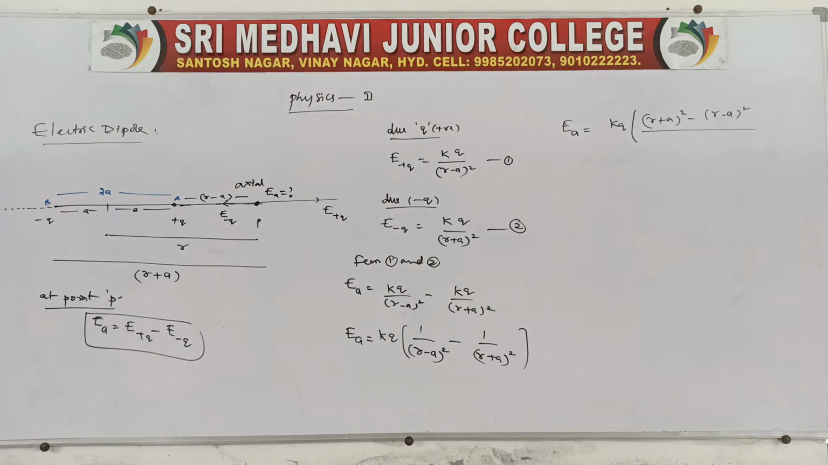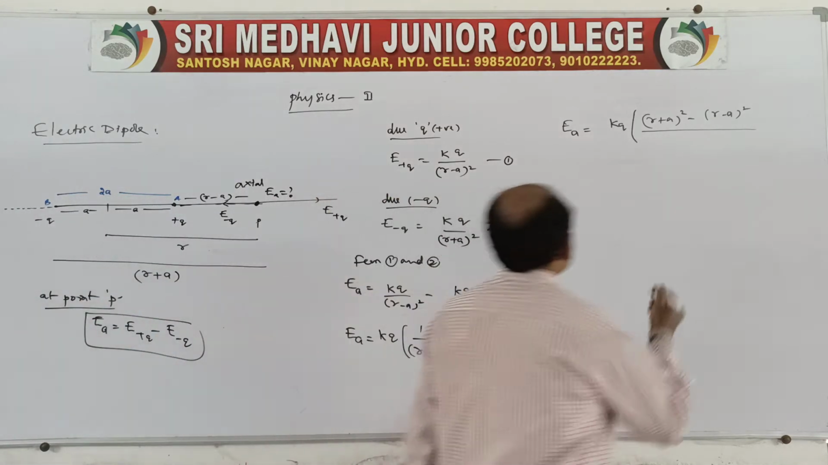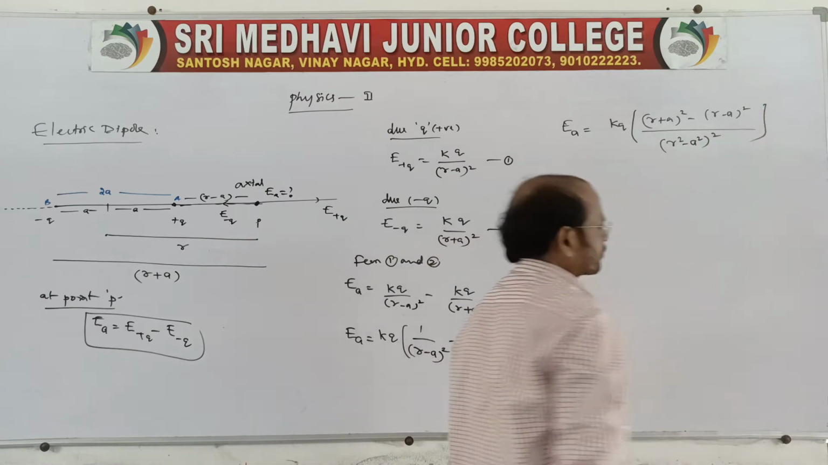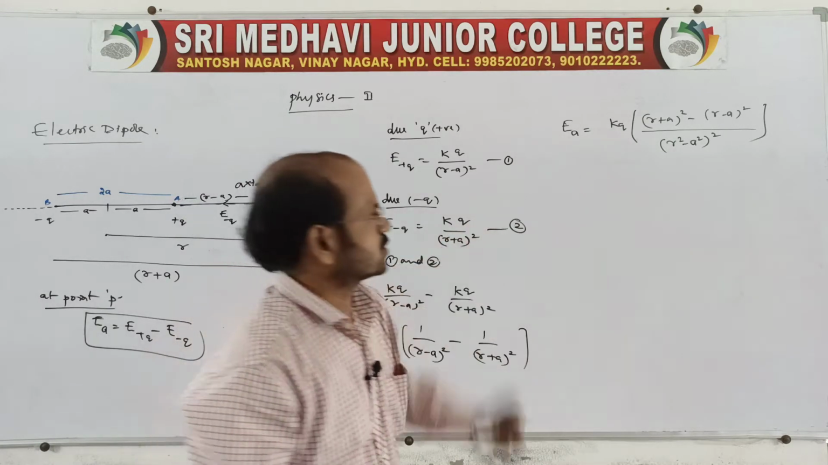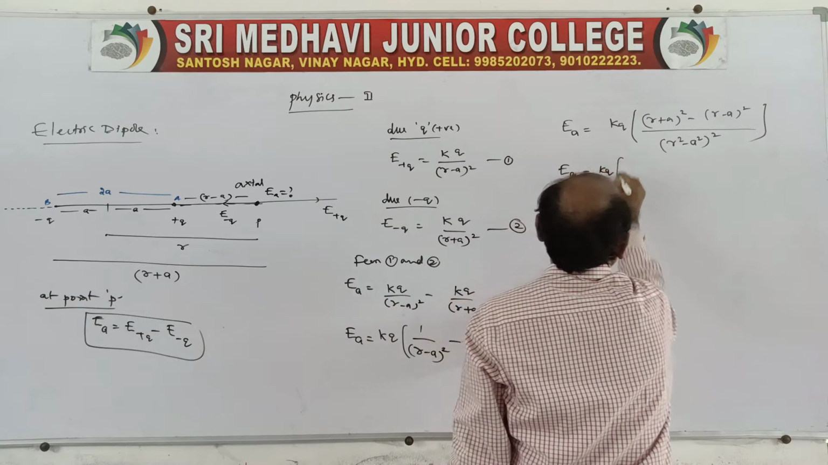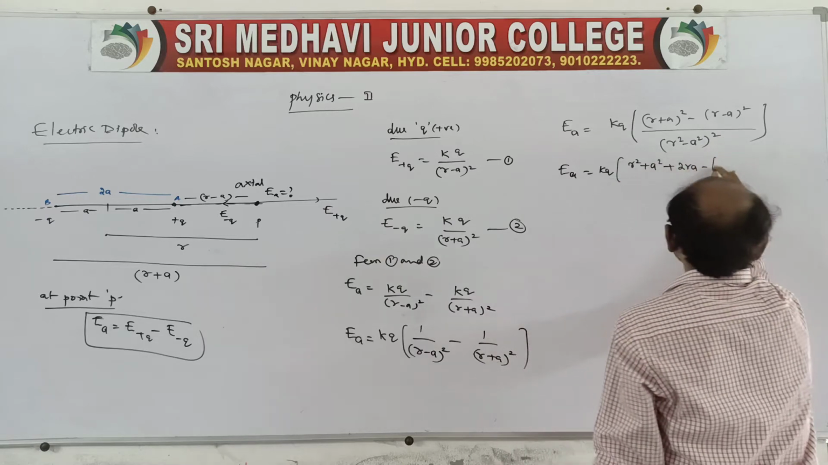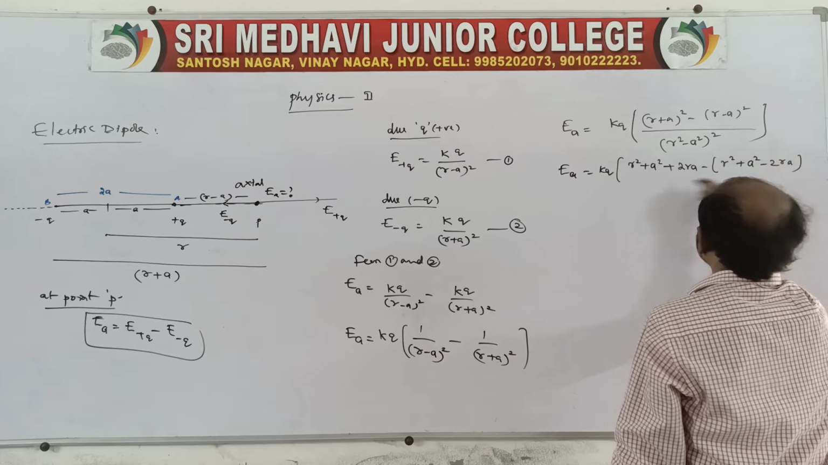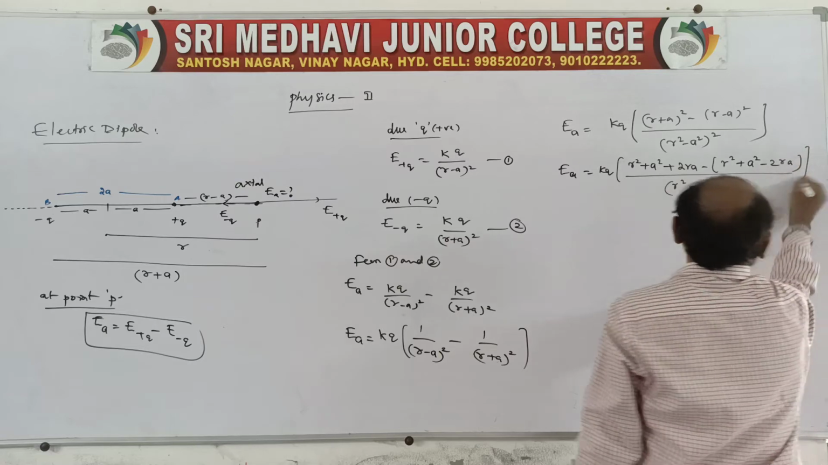Here, the LCM of (r minus a) whole square and (r plus a) whole square is (r square minus a square) whole square, right? Because (a minus b) whole square and (a plus b) whole square give (a square minus b square) whole square, therefore it is (r square minus a square) whole square. Now in the numerator, we have r square plus a square plus 2ra, minus r square plus a square minus 2ra, by (r square minus a square) whole square.